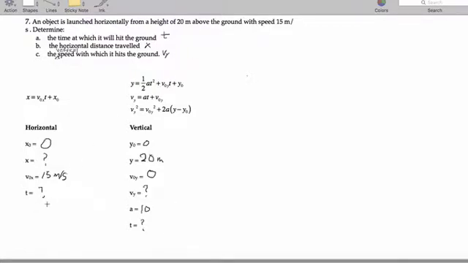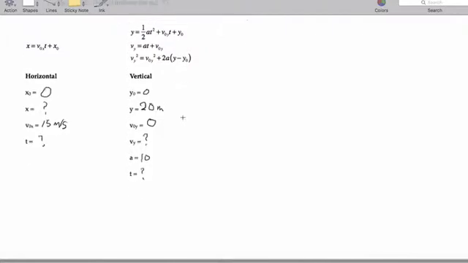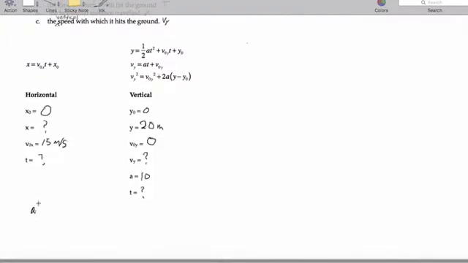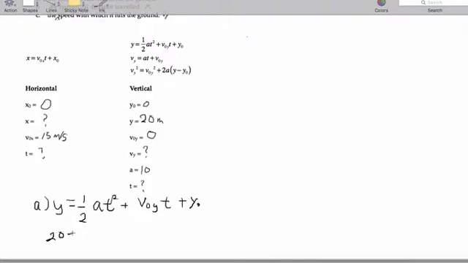So let's go ahead and get the time at which it'll hit the ground. So for part A, I will say y equals 1/2 a t squared plus v naught y times t plus y naught. Now let's go ahead and plug in our numbers. So we have 20 equals 1/2 times 10 times t squared.